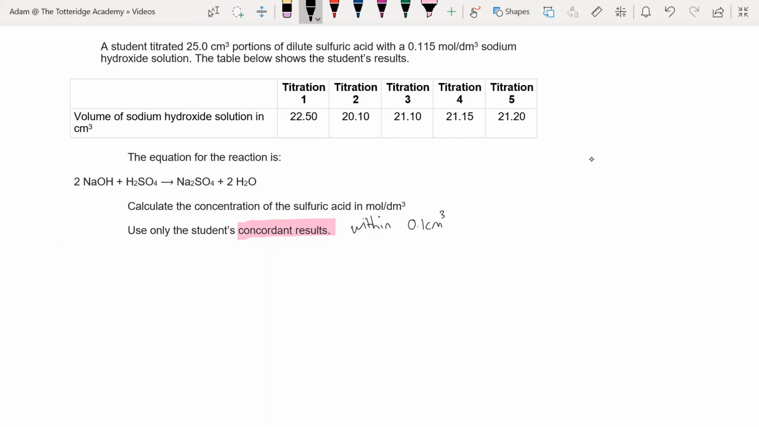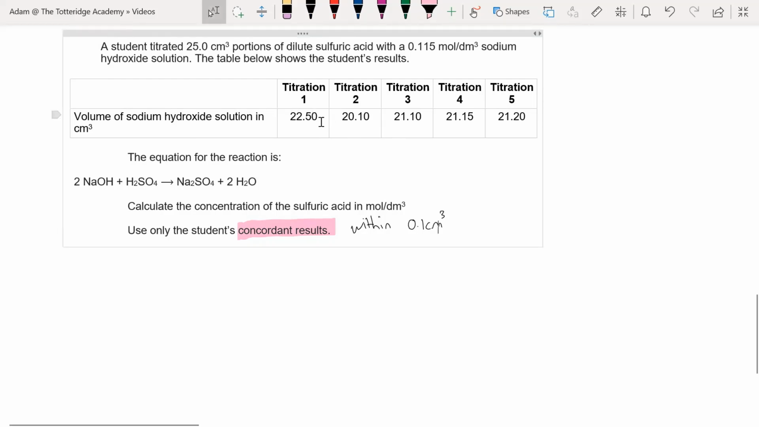So the difference between these two is 2.4 centimeter cubed, so you don't want to use them, they're too different. The difference between these ones is 1 centimeter cubed, so you don't want to use those, they're too different as well. But if you look at these two, they are within 0.1 of each other. So what we'll do is say, right, these are the ones I'm going to use.